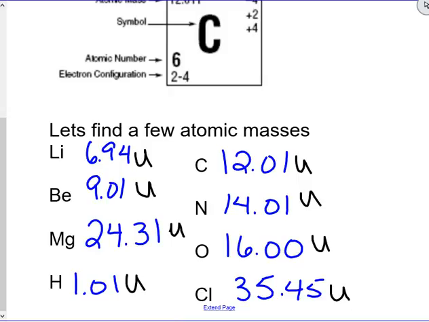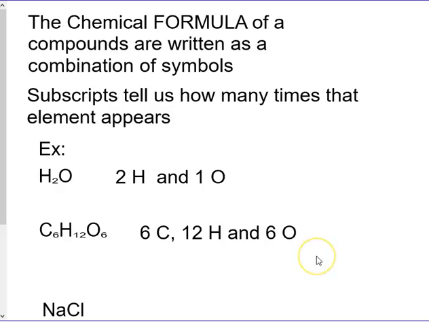All right. Now, next page. Chemical formulas. The chemical formula of compounds are written as the combination of symbols. Every element has a symbol. That symbol always begins with a capital letter. And if it's a 2-letter symbol, it will have a lowercase for the second letter. It's very important that you write the chemical formulas properly.